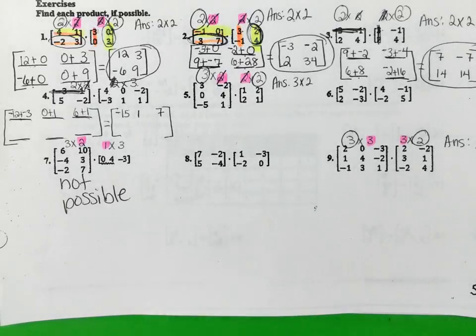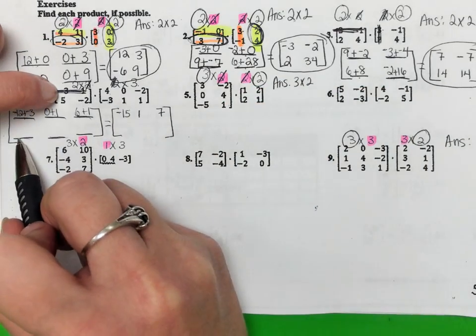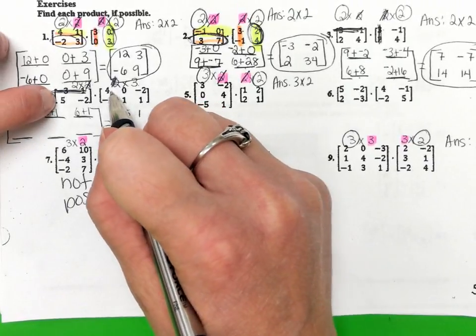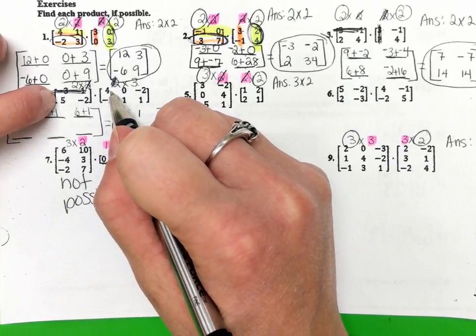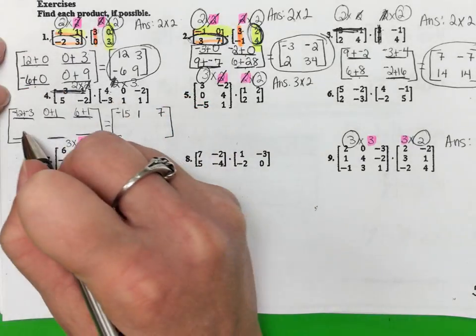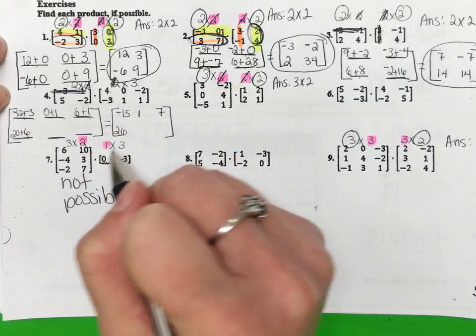All right, everything's on the last row now. All right, so we're going to use, let's see. This one's in the first column, so we're going to use the first column. So 5 times 4 is? Anybody? 20. -2 times -3 is? 6. So 20 plus 6, 26.